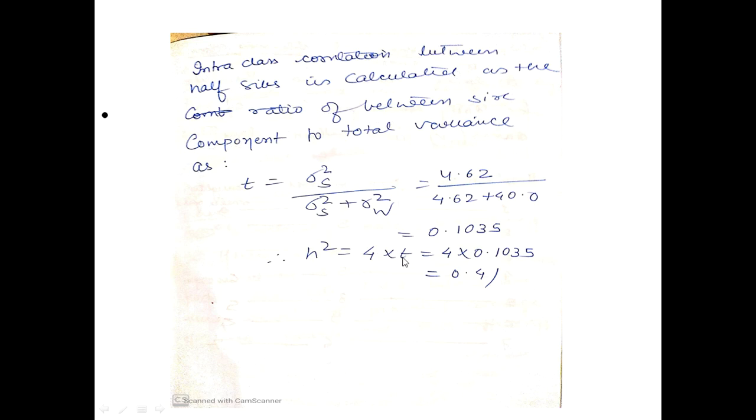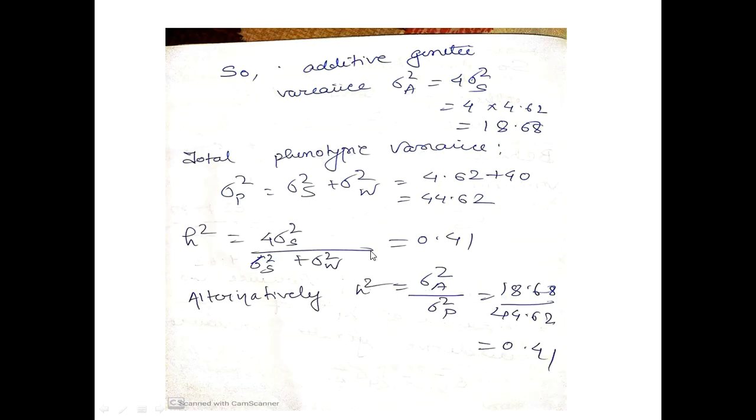This is again the intra-class correlation between half-sibs, calculated as the ratio between the sire component to total variance. So t is equal to H square is equal to 0.41. This was your last part. Prove that H square is equal to t. How do you prove it? You calculate it by both the methods, and so they are equal.